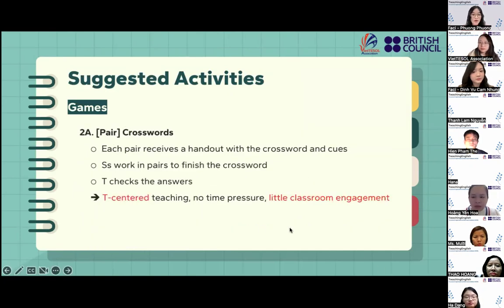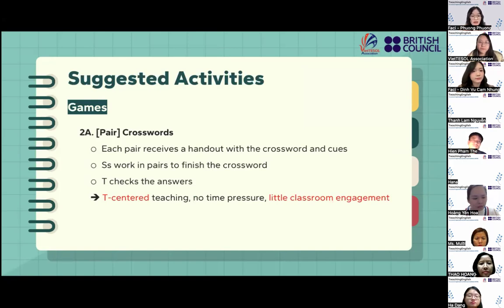Now let's go to a pair work activity. This time I have some crosswords. Crosswords are also a fun game that you can use for vocabulary. In the normal way, the teacher divides the class into pairs, and each pair receives a handout with the crossword and some cues. Students work in pairs to finish the crossword, and then the teacher checks the answers. Very standard, right?